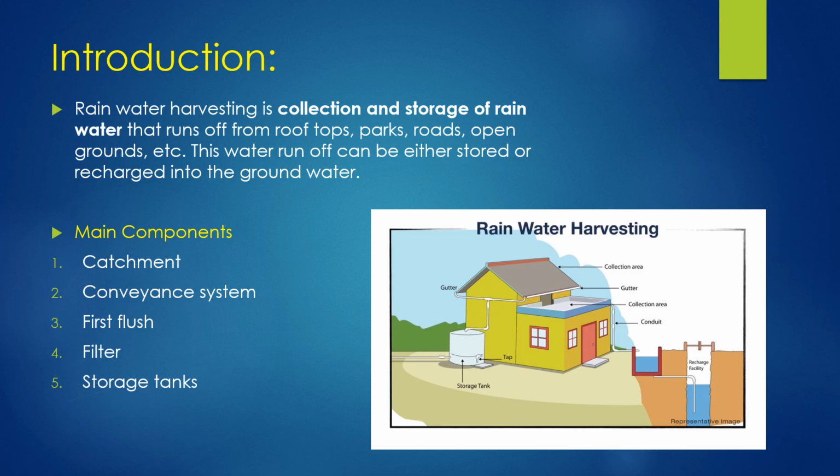The next component is the filter. The filter is used to segregate the unwanted particles from the water. The last is the storage tank, which is the reservoir tank used to store the harvested water.